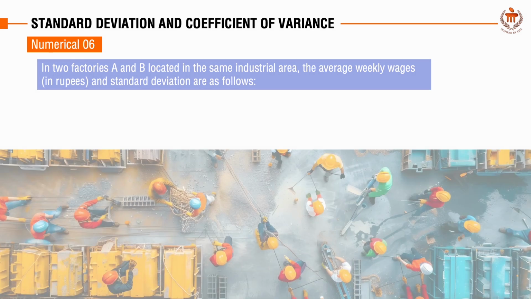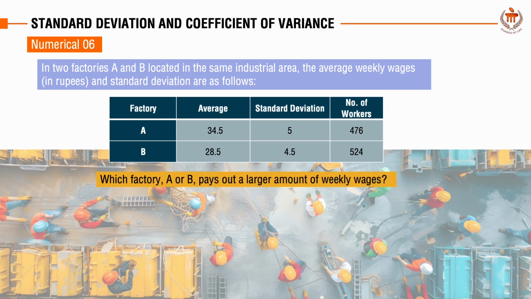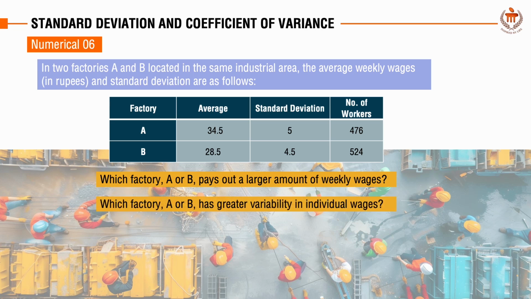There are two factories, A and B, which are located in the same industrial area. The average weekly wage in rupees, the standard deviation, and the number of workers of the two factories are given to us. The questions are: which factory, A or B, pays the larger amount of weekly wage? And which factory, A or B, has the greater variability in the individual wages?